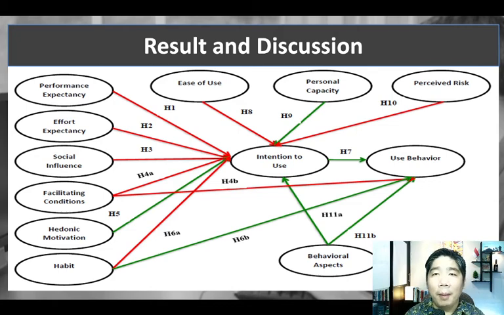Okay, now we are talking about hypothesis 6a, from habit to the intention to use. The habit factor doesn't affect the intention to use. This is because users were already accustomed to using mobile payment before the emergence of the cashback program.